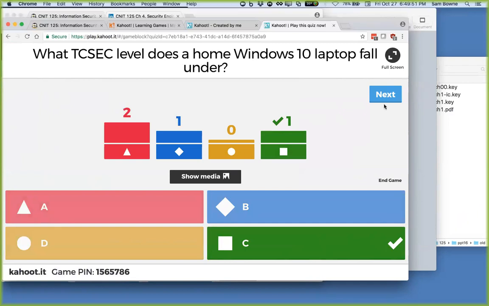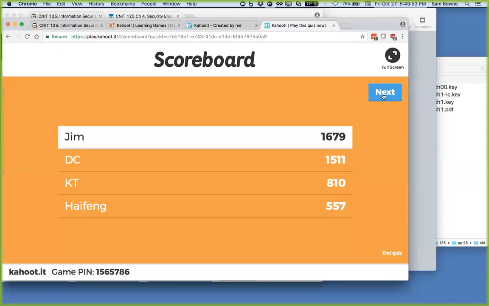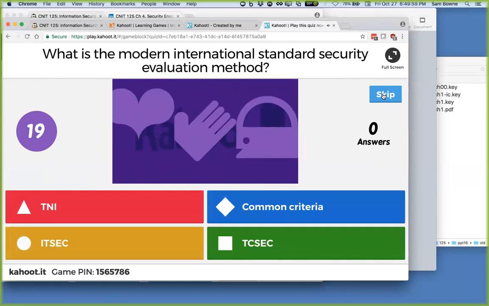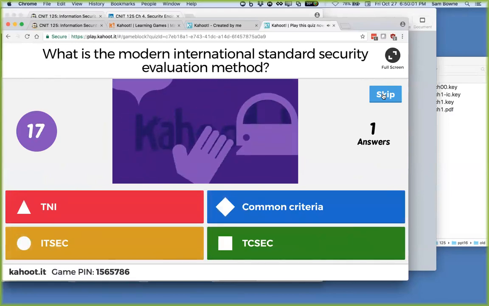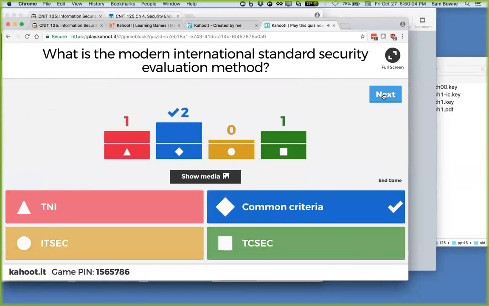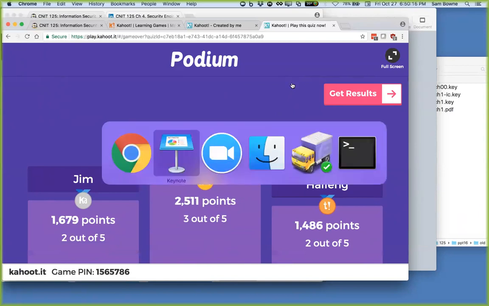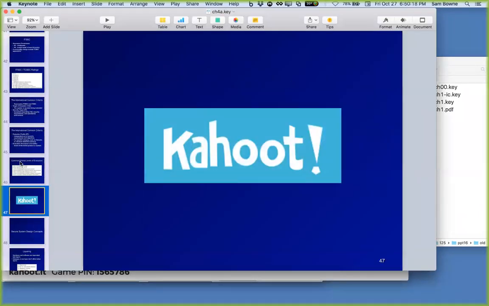All right, let's try another one. What's the modern international method? It's the common criteria, a somewhat popular answer. All right, well, you guys taking the test will have to review that stuff a bit more, I reckon. All right, let's move ahead a bit here.